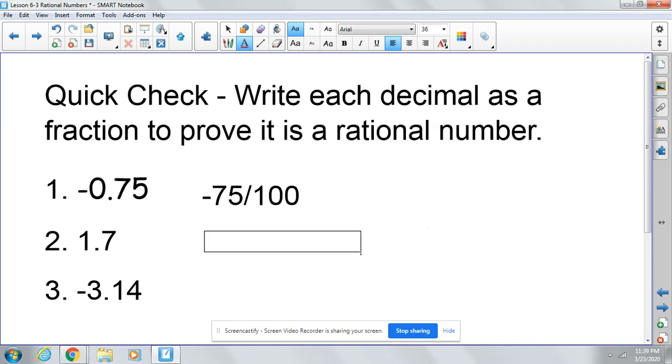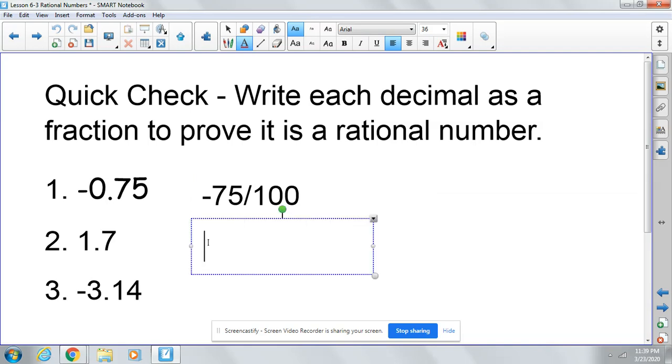Okay, 1.7 as a fraction. It's a positive number, so no negative sign. And your total number is 17. And you write that over the place value you end in. The 7 is ending in the tenths place, so that would be 17 over 10.